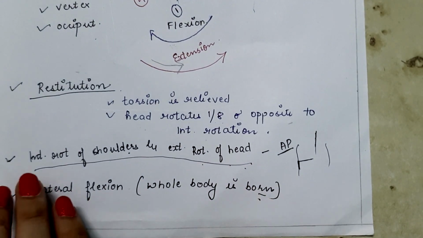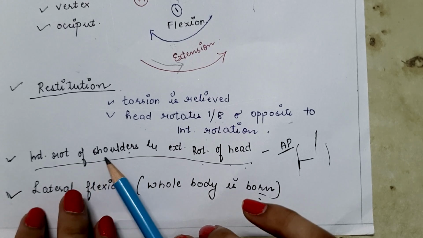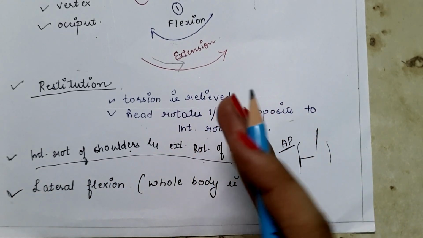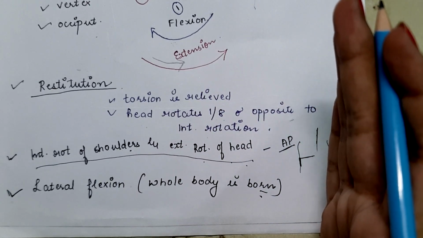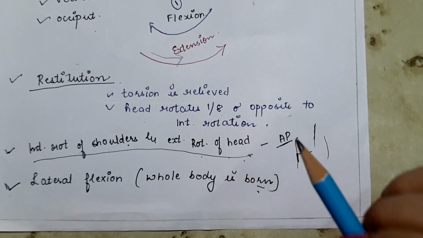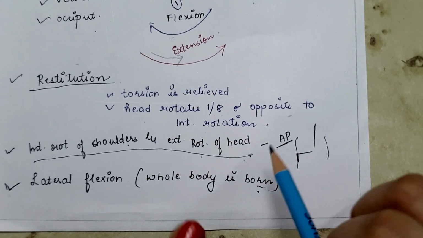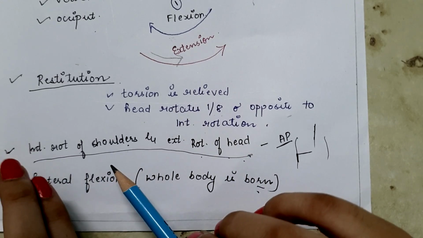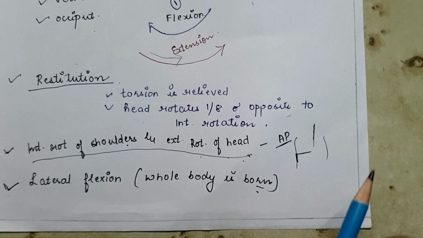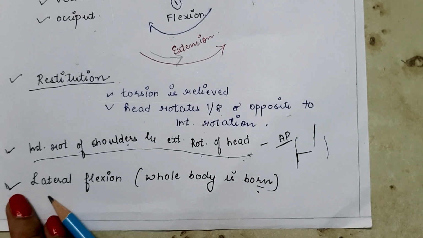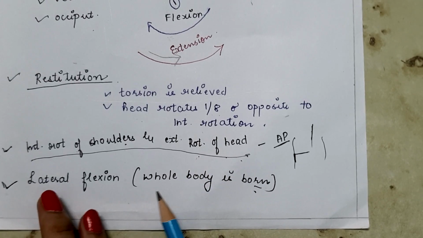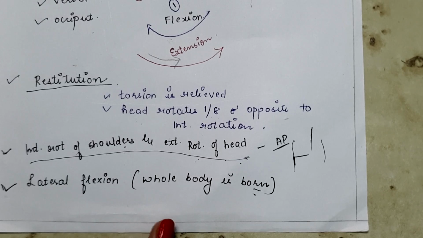So after restitution, then is an internal rotation of the shoulders and the external rotation of the head, so that the shoulders come into the anterior posterior diameter, and the face of the baby either faces towards the right thigh or towards the left thigh of the mother. After internal rotation of shoulders and the external rotation of the head, then the lateral flexion occurs. With the help of lateral flexion, the whole body is born.